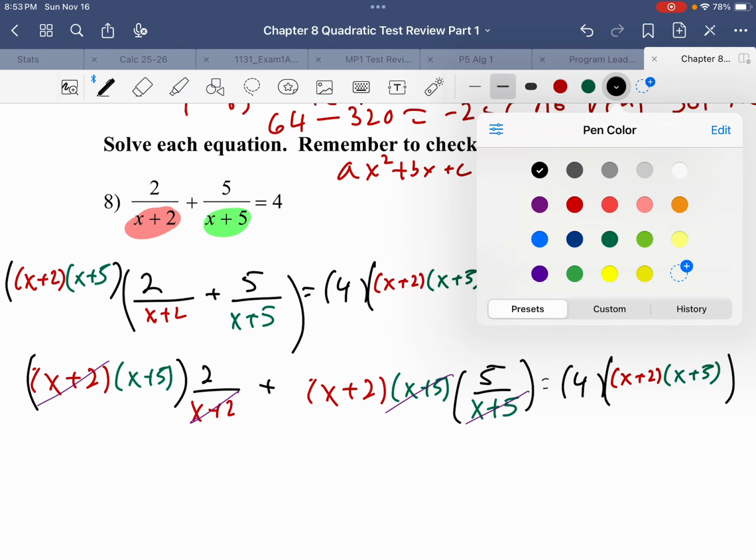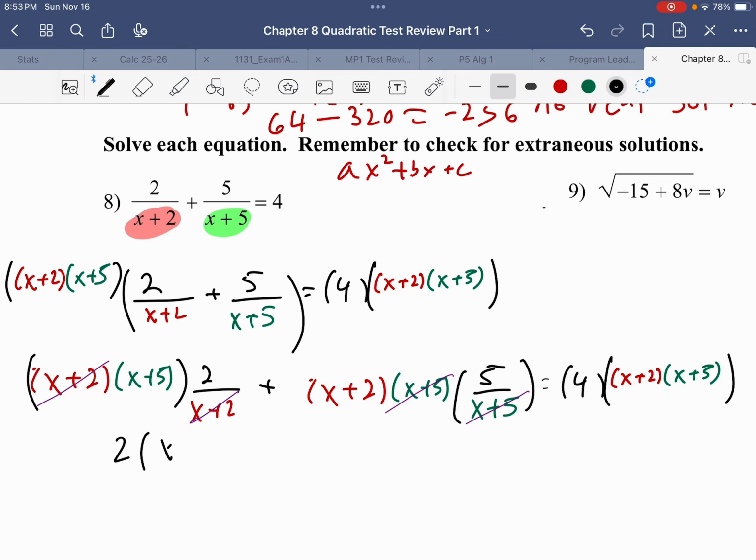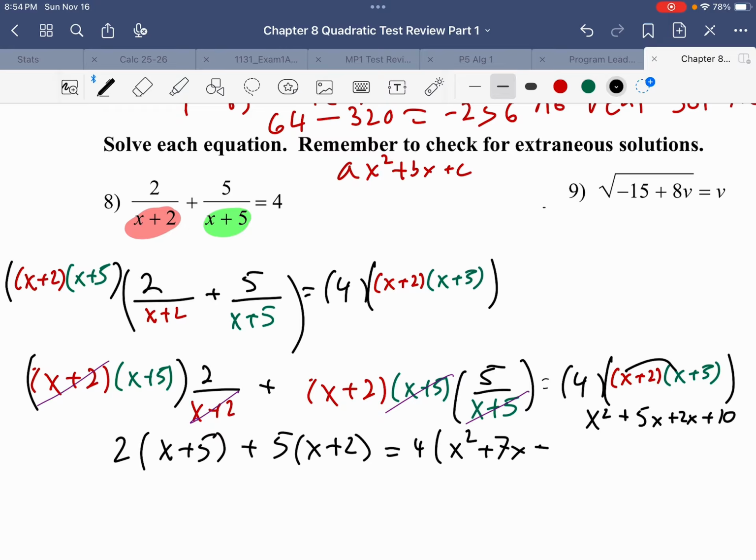So together this looks like 2 times (x + 5) plus 5 times (x + 2) equals 4 times, and if I distribute here, this is going to be x squared. I'll put it on the side here. x squared plus 5x plus 2x plus 10, or x squared plus 7x plus 10.